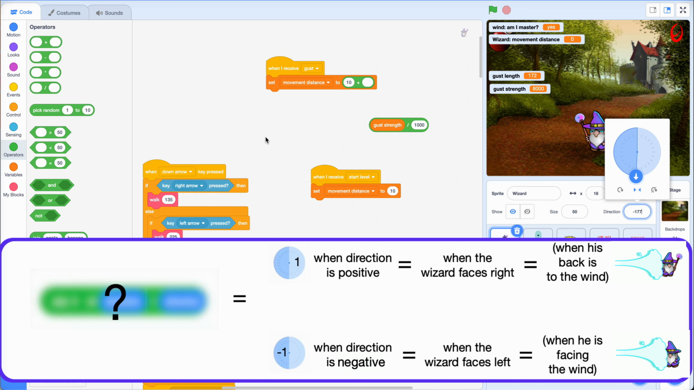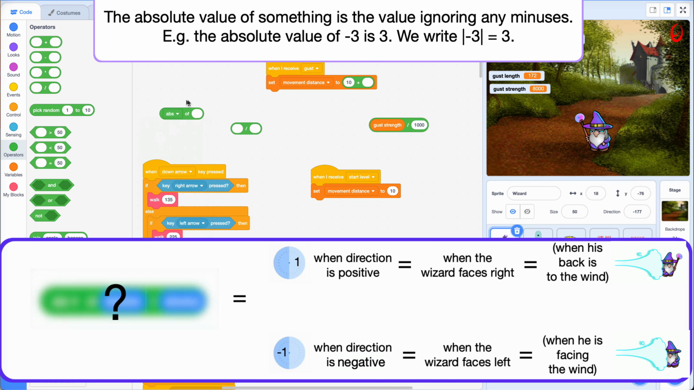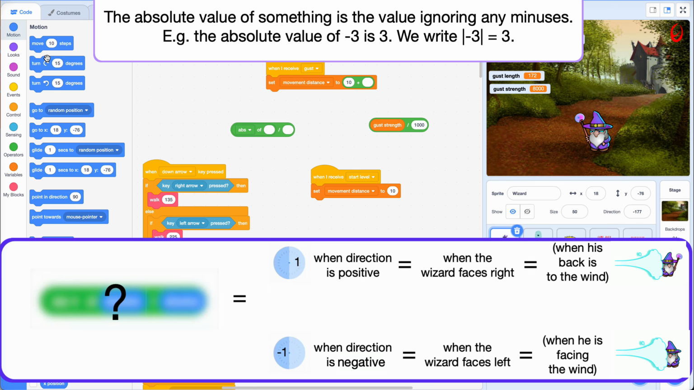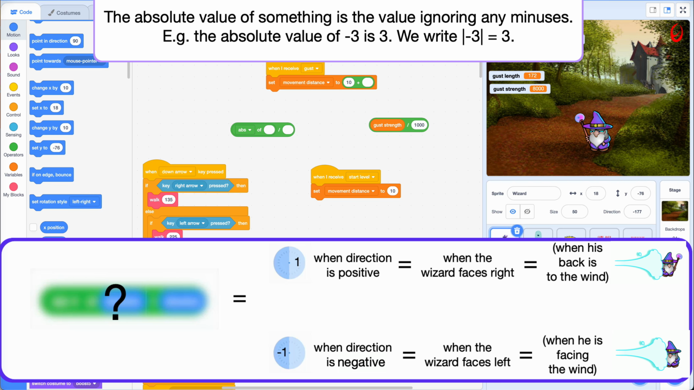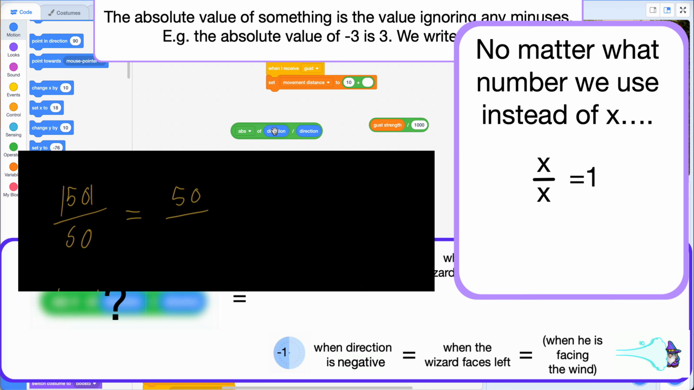So to find out whether something's positive or negative, this is what we do. You grab a divide and you grab an absolute value, and then you put that in one of the slots. And then you take the thing that you're trying to decide is positive or negative and you drop it in the other two slots. So in this case, we want to know whether his direction is positive or negative. So we just drop it in here. And so you can see what this does, right? Suppose his direction is 50. What's the absolute value of 50? Well, it's just 50. What's 50 divided by 50? That's 1. And the same for any positive number.